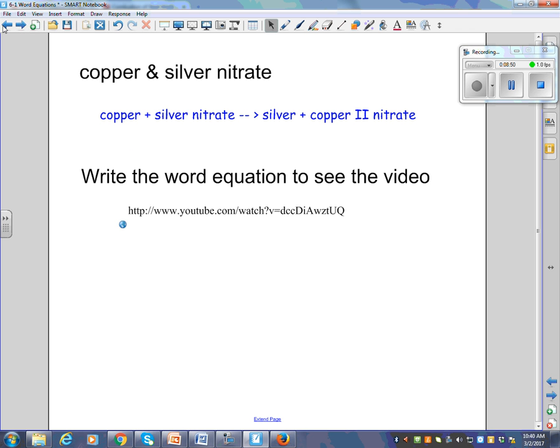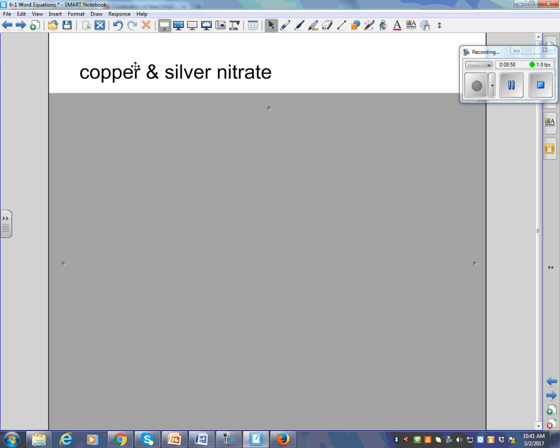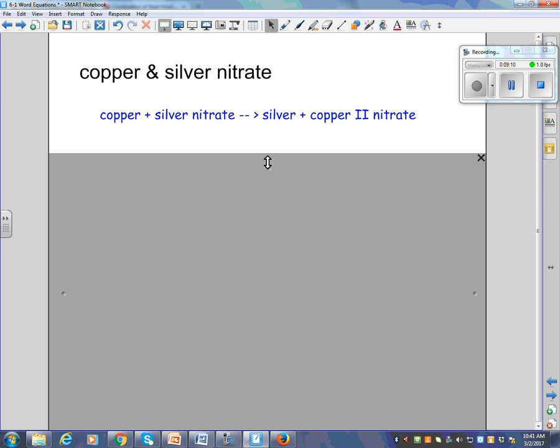The next one is, oh, here, copper and silver nitrate. I'm going to do this. Nitrate, the word equation. What would you write? Well, what are the reactants? The reactants are copper and silver nitrate. And what do they give you? Well, the products would be silver and copper 2 nitrate. I'll let you write it down, and then we'll talk a little bit about this reaction here. There's a name for this type of reaction that we're going to get to eventually. So over here, these would be the reactants, and these are the products.